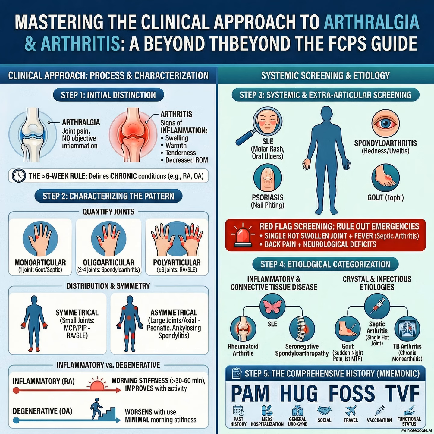And the onset matters too. Sudden, like waking up screaming in pain, that points to crystals or infection. Gradual is more the slow burn of RA or OA. Okay, so we've got the timeline. Now for the part I find fascinating, the math of the diagnosis. The guide breaks it down by the number of joints. It's the pattern recognition filter. We put patients into 3 buckets.